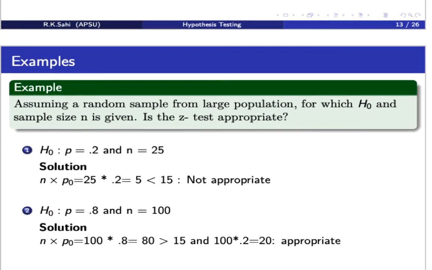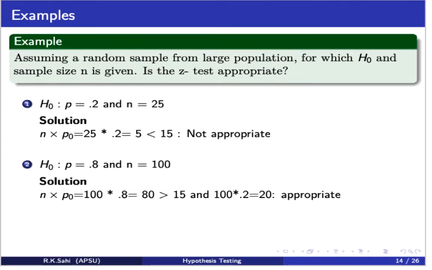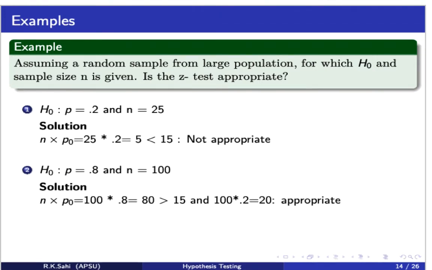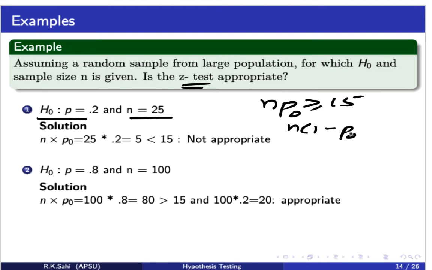Let's look at an example. We would like to practice our assumptions. Is the z-test appropriate or not? Assuming a random sample from a large population, and we do not know what the distribution is, very important, for which the null and the alternate and the sample size are given. So this is the null hypothesis and the sample size. For the z-test to be appropriate, remember, n times p0 should be greater than or equal to 15, and n times 1 minus p0 should be greater than or equal to 15. And it has to be a simple random sample.